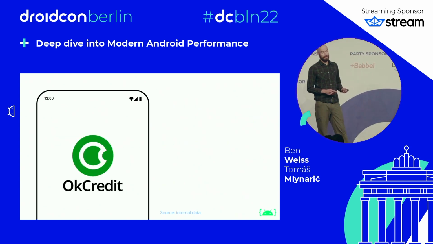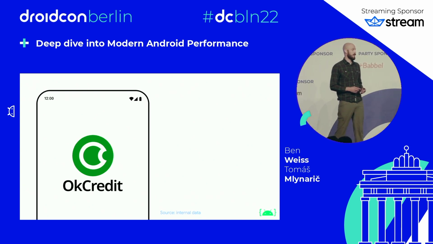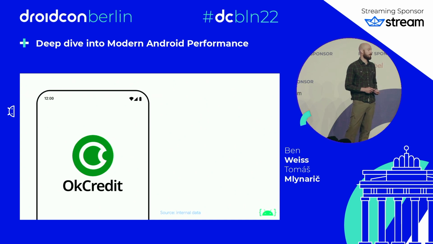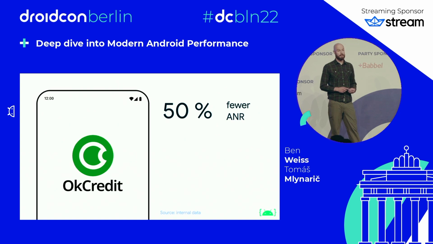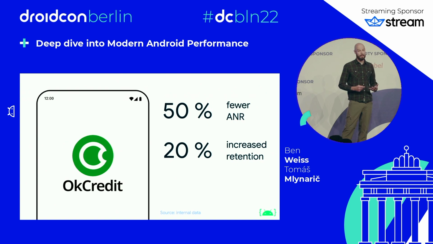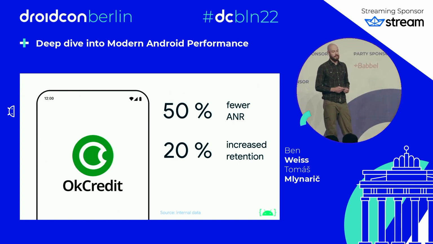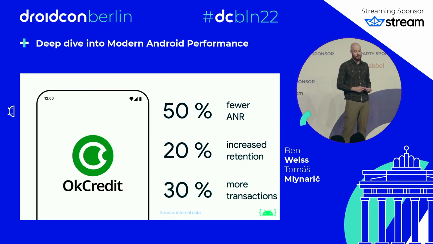OK Credit is another company that we worked with. It's a bookkeeping app for small businesses. And they inspected and monitored the app performance with Android Studio profilers and Android Vitals and found a lot of areas to improve. While doing that, they managed to reduce their unresponsive app states by more than 50%, which increased the user retention by more than 20%. They did this by moving hot code paths out of the main thread and reduced the image file size. They optimized layout inflation using view stubs and async layout inflators. OK Credit saw the user retention increase by at least 20% and had an increase in transactions of more than 30%.